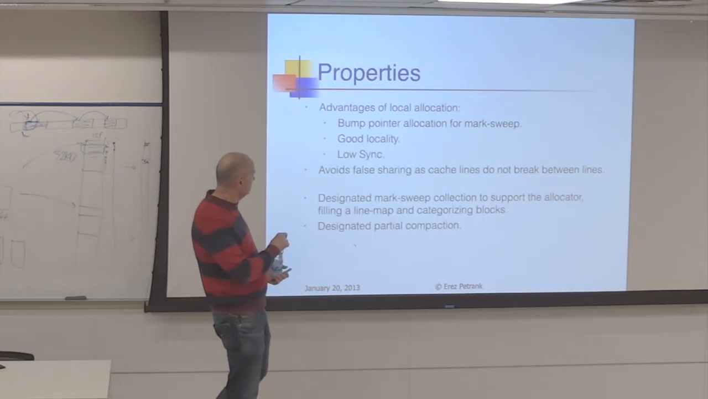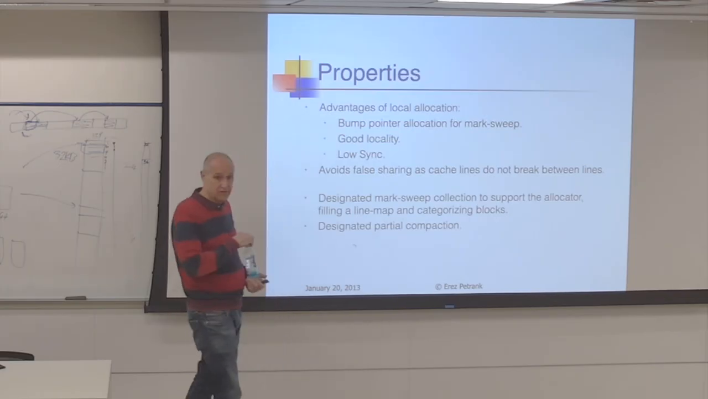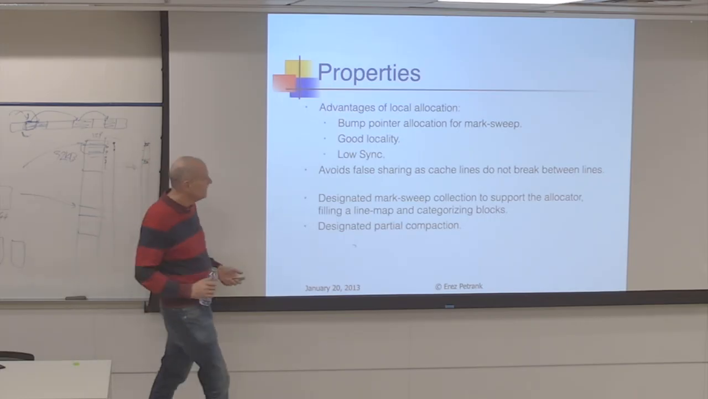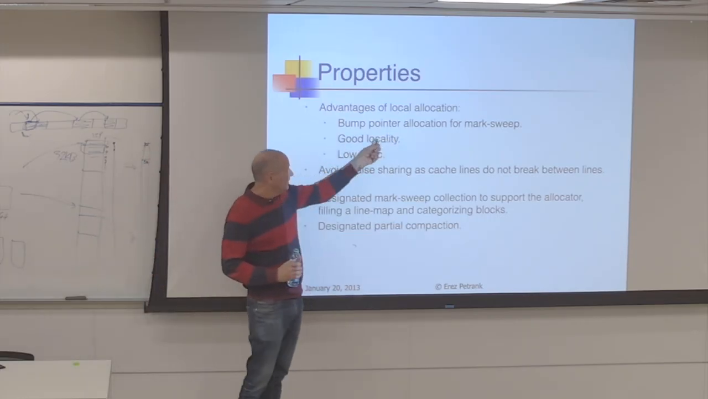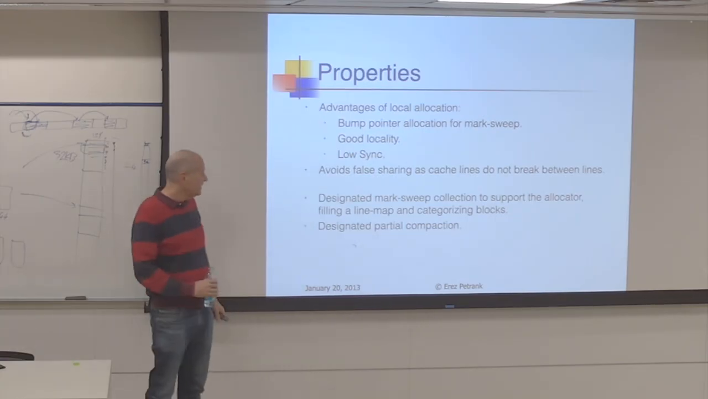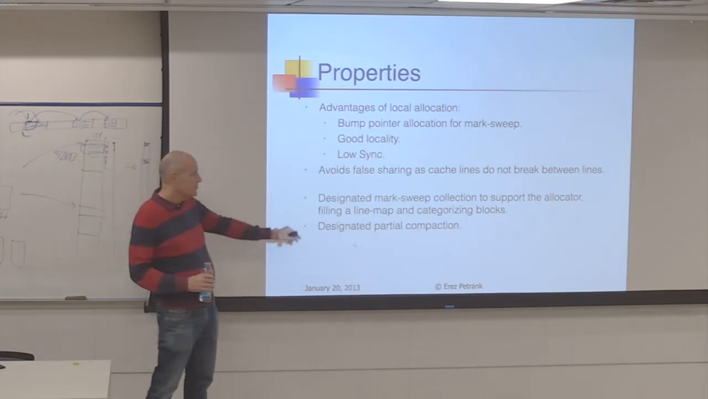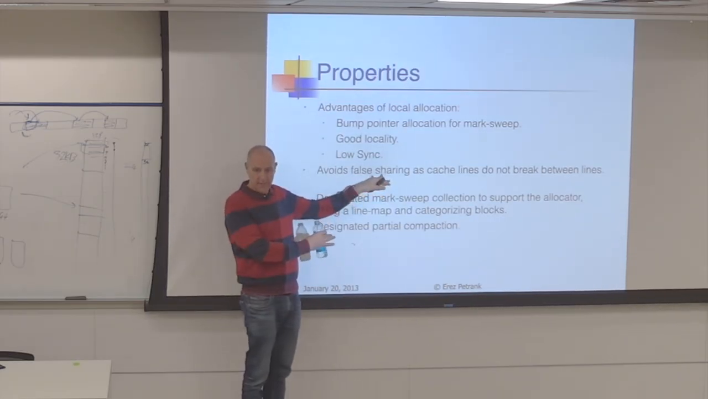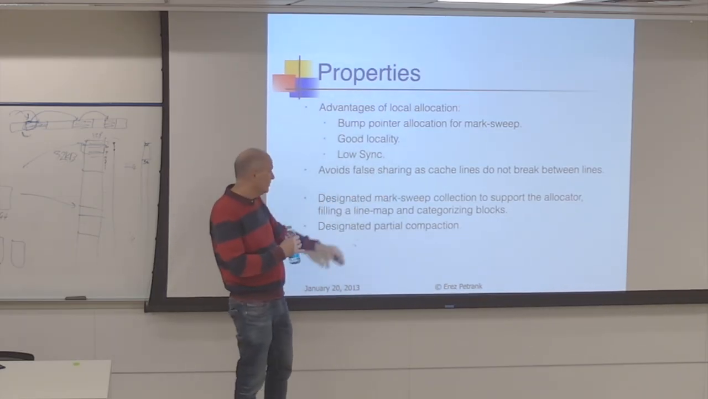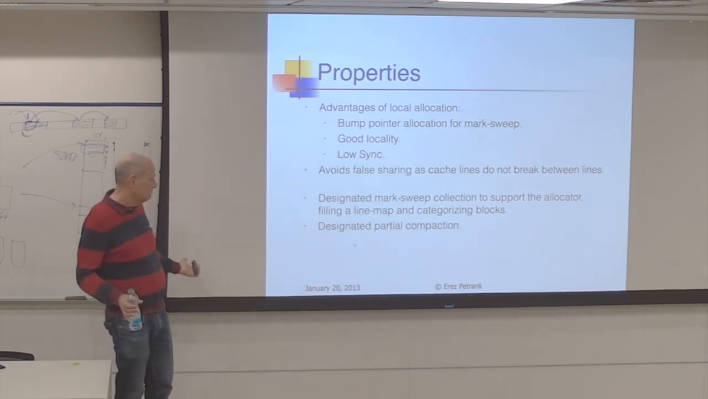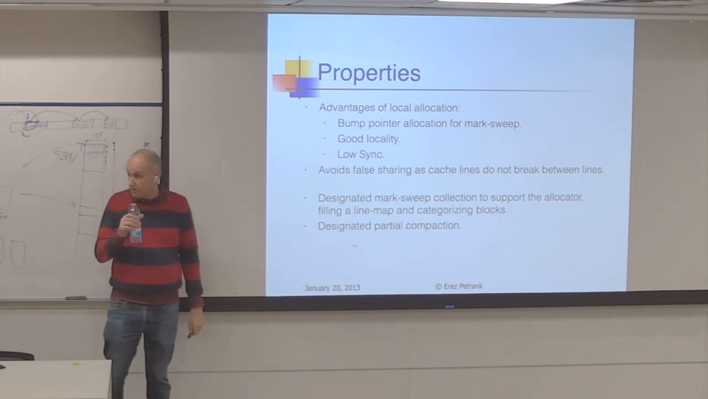Properties. So advantages, again, you have local allocations. You have this allocation cache with the free lines. So it's bump pointer, it's good locality, and it's low synchronization, which is great. And false sharing, I will soon talk about it in our next allocator. It avoids false sharing. Basically that's it. Questions about that?